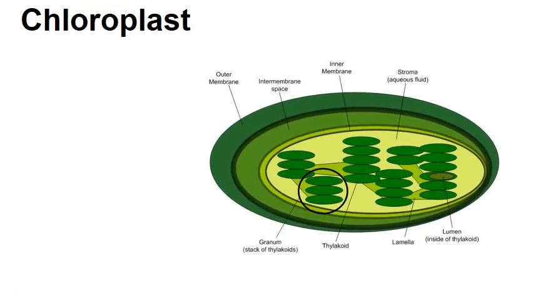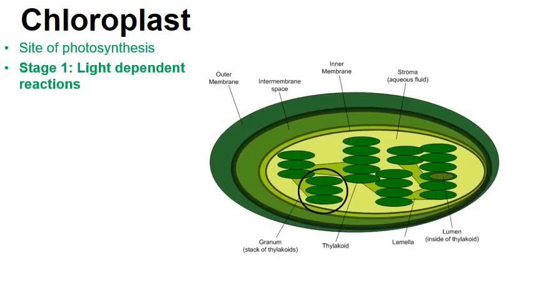Okay, so now let's introduce the structure in cells that allows them to do photosynthesis, and this is the chloroplast. What we're going to do is divide photosynthesis into two stages. Stage one being the stage that depends upon sunlight, the light-dependent reactions. And these take place in the thylakoid membranes of a chloroplast.